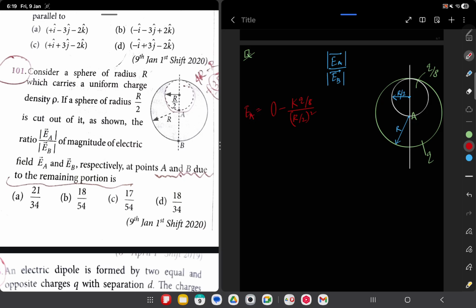And for EB, that is the electric field at this point, for this total sphere, the electric field at this point will be how much? K into Q by R square. Now for this sphere, this total distance is how much? R plus R by 2, that is 3R by 2. This one will be this much. So now we need to find out the ratio.